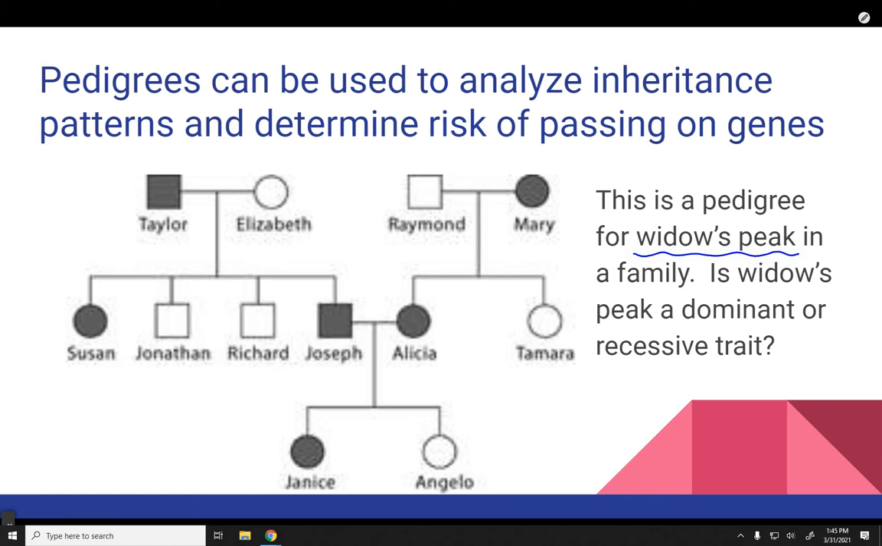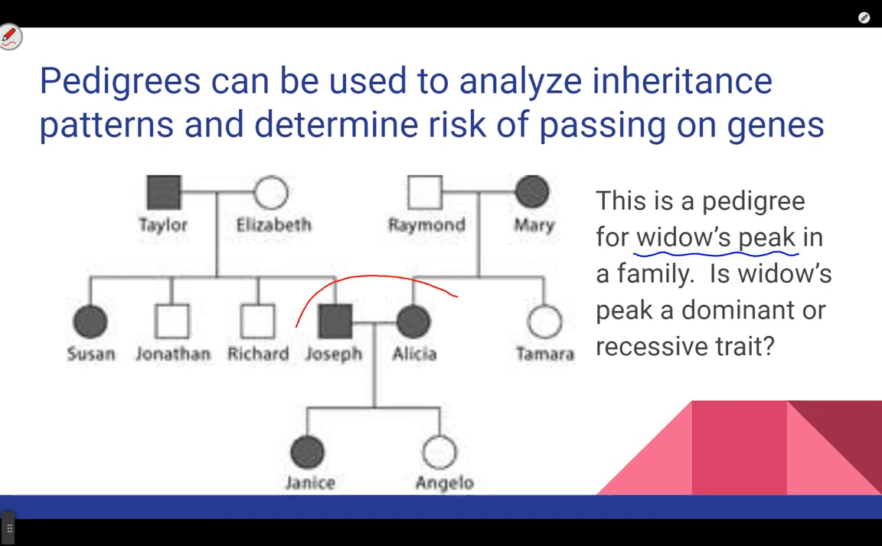If you can, look for a family that has this pattern: both the parents are the same and they have kids that are different. It actually works both ways. You'll see in the next one, I think, an example of the other way. But in this case, both Joseph and Alicia have this trait. One of their kids has it, but the other one does not.